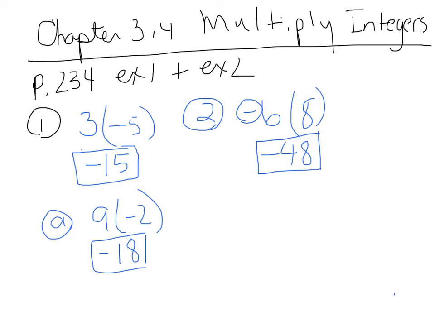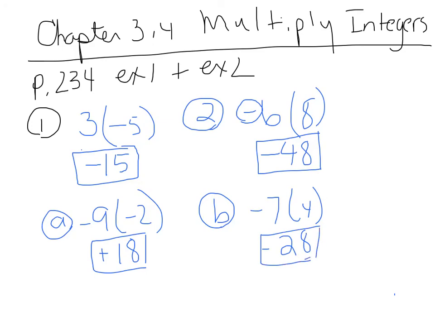If there were 2 negatives, which I don't know why they're not putting in these, let's make that 2 negatives. Then 2 negatives is an even number, so it would be a positive 18. And let's do B, negative 7 times 4, and 4 times 7 is 28, and there's 1 negative, so it's an odd number, and it's negative. Hope this helps.